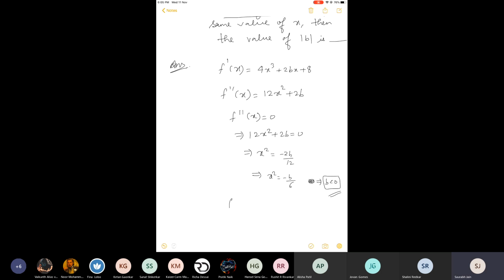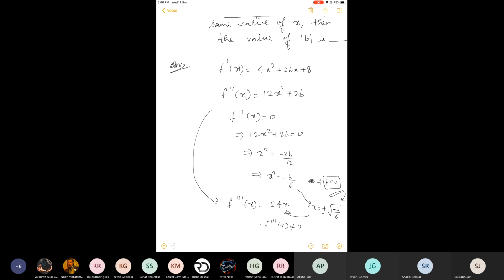Now f triple dash x. Differentiating for the third time, it will come out to be equal to 24x, and clearly it is a non-zero number. Why? Because you are going to use this value of x here, which will be plus minus under root of minus b by 6. And if you put this value here, and you already know that b is negative, because of that it is some non-zero number. So that is why we can say that third derivative is non-zero, which is the condition for point of inflection.